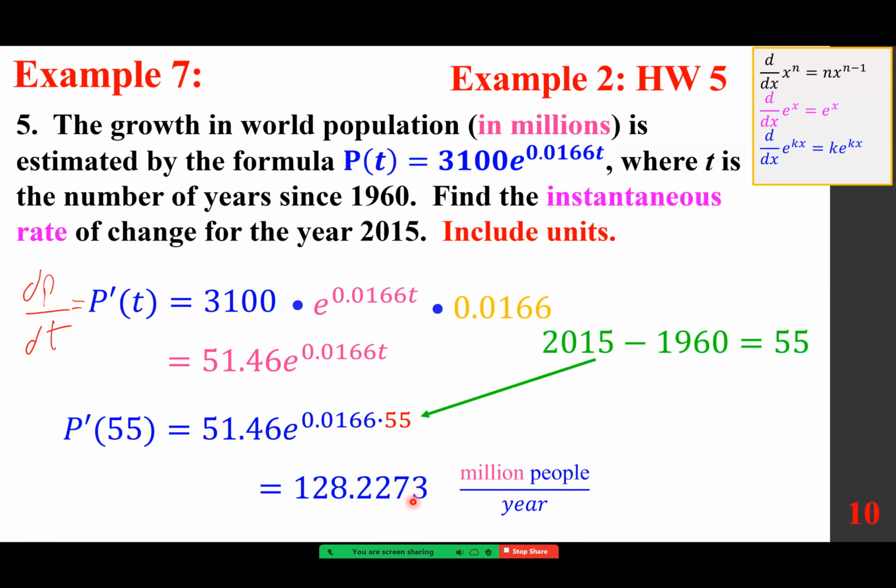What I want to mention is that, again, the units follow that. Okay, it's extremely important. Also, what it means is that on the year 2015, the population of the world is increasing at this rate because it's a positive value, means increasing.